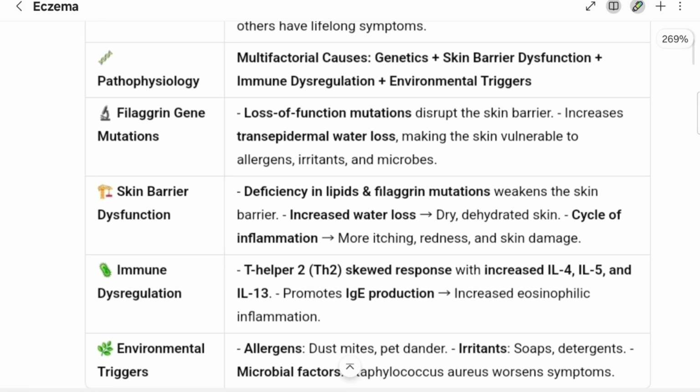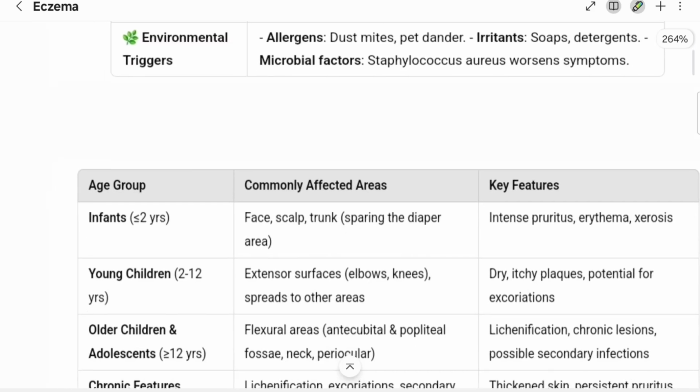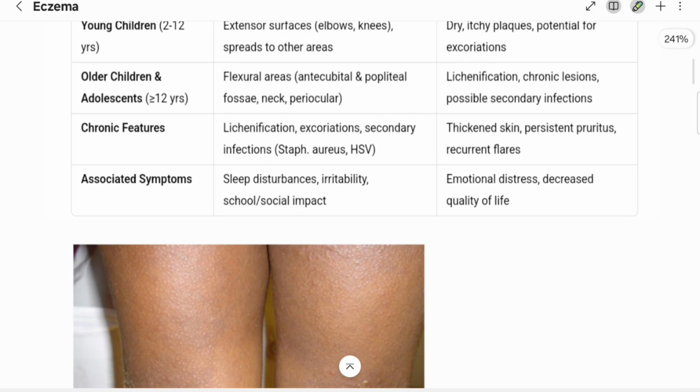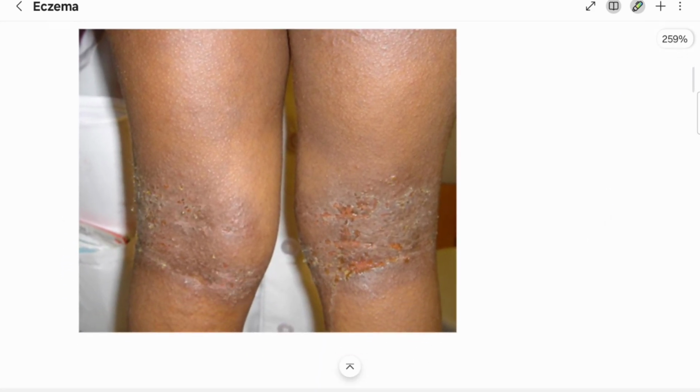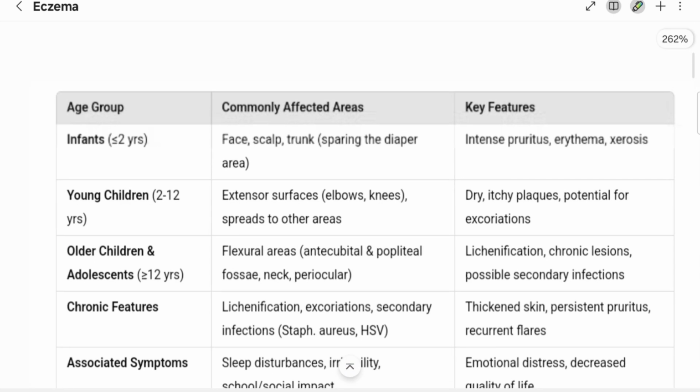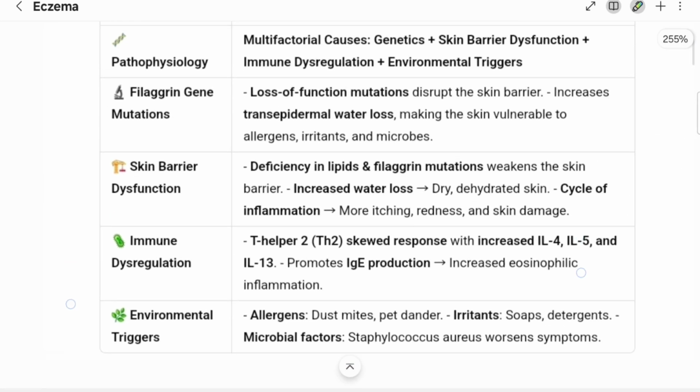So let's see some pictures of atopic dermatitis or eczema. See, this is a picture of atopic dermatitis and it happens in the knee. Now let's come to the pathophysiology.